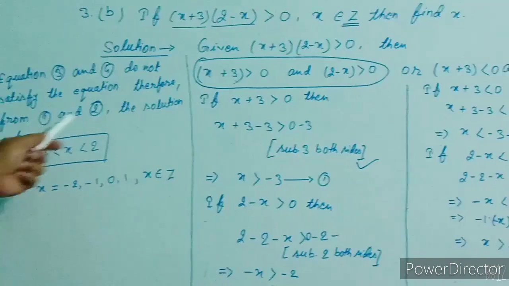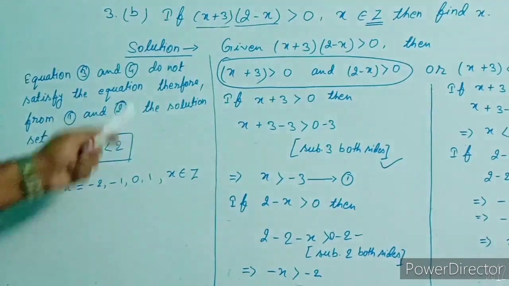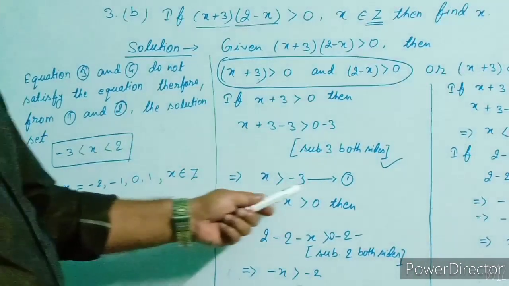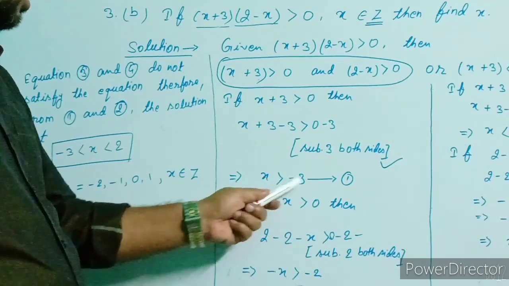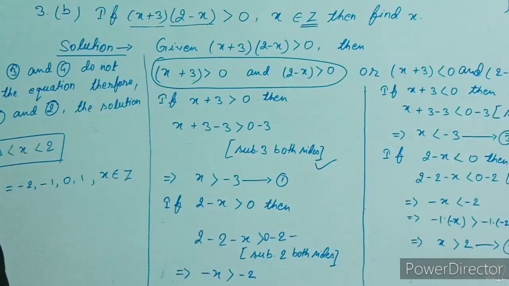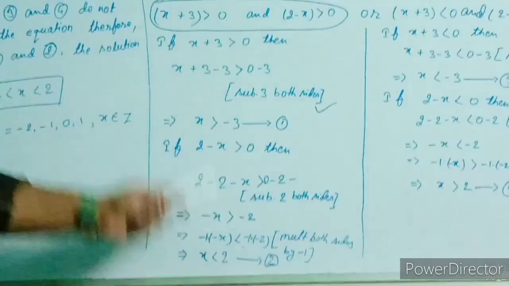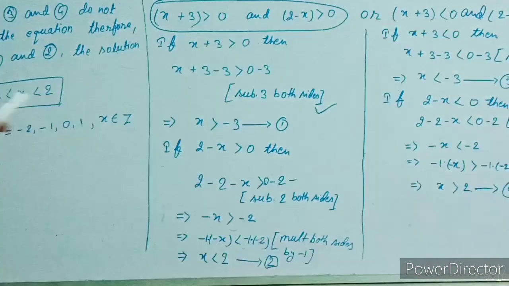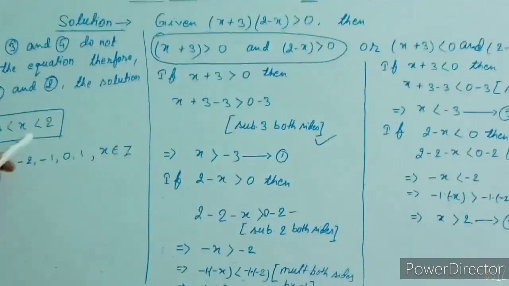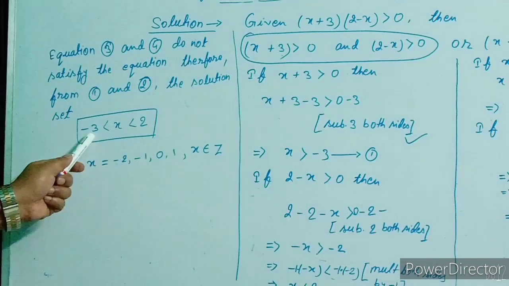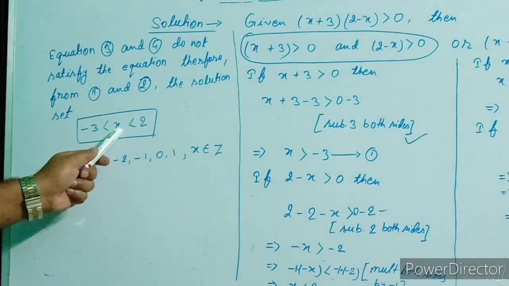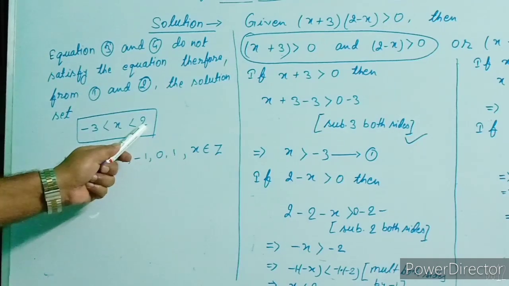Therefore 1 and 2 will satisfy the equation, because 1 says that x is greater than minus 3. It is possible. X greater than minus 3 will be minus 2, minus 1, 0 and so on. And the second is x is smaller than 2. That is also possible. So using this 1 and 2, I made the solution set. This is called the lower limit. Minus 3 is smaller than x and x is smaller than 2.